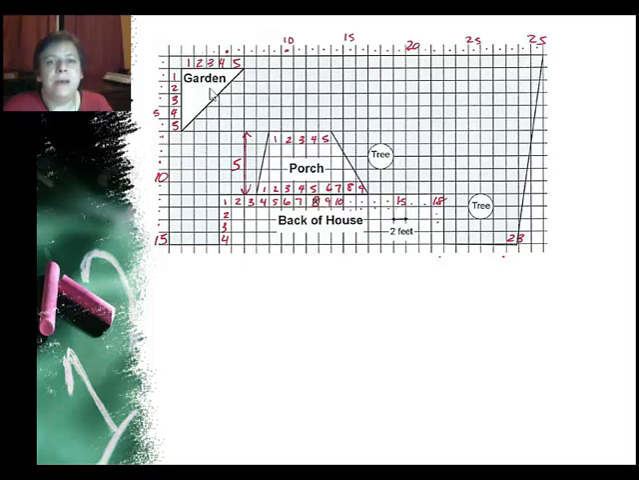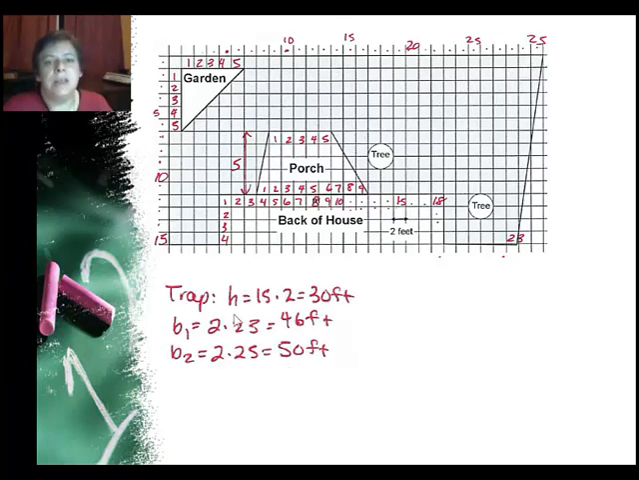Now I'm going to do the trapezoid first, and I went ahead and counted. This is 25, this is 23, and the height's 15. So the height is actually 15 times 2 because each grid is worth 2. It's 30 feet. And then base 1 is 23, that would be this part right here. So that's 46 feet. And base 2 is 2 times 25, or 50 feet. That's this part right here.